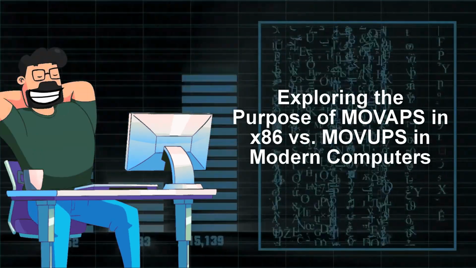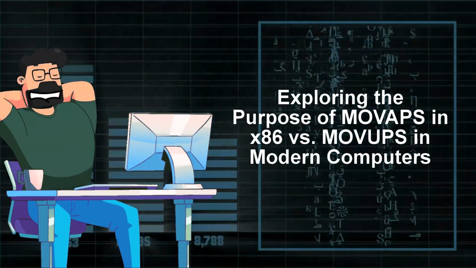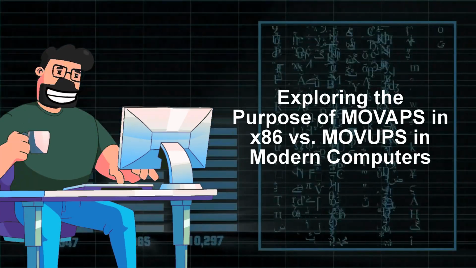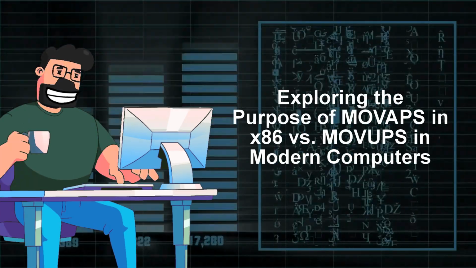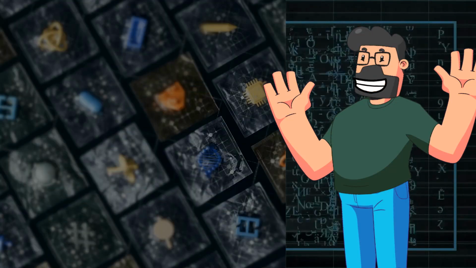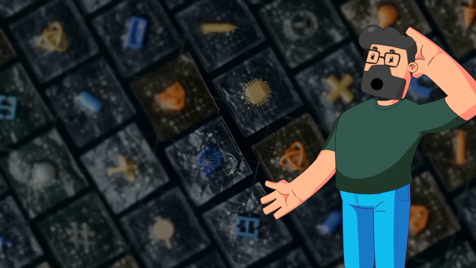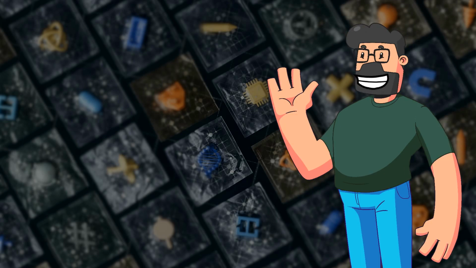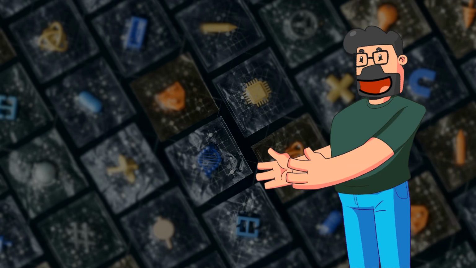Furthermore, compilers and auto-vectorization capabilities have evolved, impacting the relevance of alignment requirements in modern programming contexts. To summarize, the distinction between MOVAPS and MOVUPS lies in alignment verification and historical performance considerations. While both instructions may yield similar results in certain scenarios, understanding their nuances can optimize code efficiency.